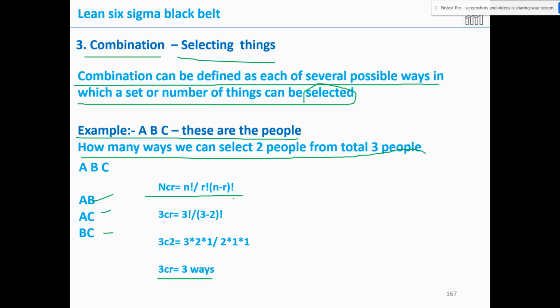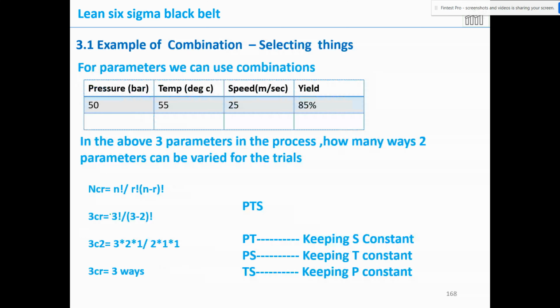So why is there a change? In permutation we are arranging things, in combination we are selecting things. Therefore, for doing design of experiments, we will not use permutation, we will use combination. Assume A is temperature, B is pressure, and C is speed. Okay, so we can change AB, AC, BC, then we can see the results. Changing AB and BA is the same, changing AC and CA is the same. Therefore, we don't use permutation, we use combination for DOE.